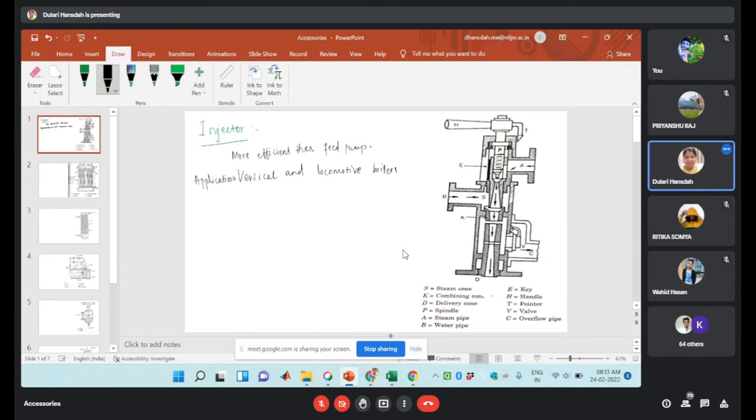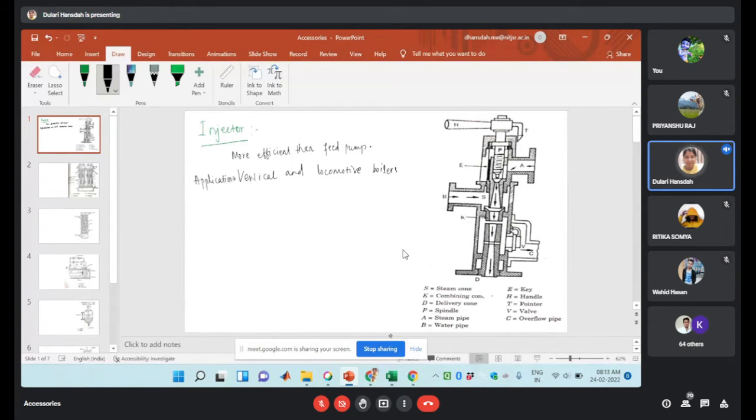One of the advantages of the injector is that it requires less space as compared to your feed pump. As we have already discussed, the reciprocating feed pump takes more space as compared to this injector. In case of the injector, the kinetic energy of the steam will be converted to pressure energy. So in this case, the velocity of the water inlet will increase.